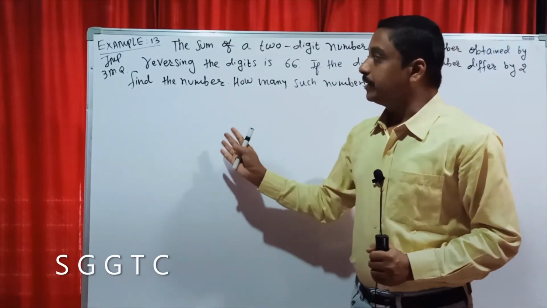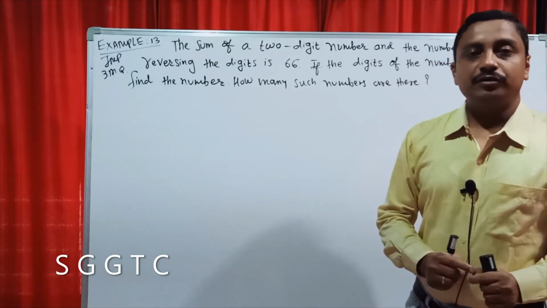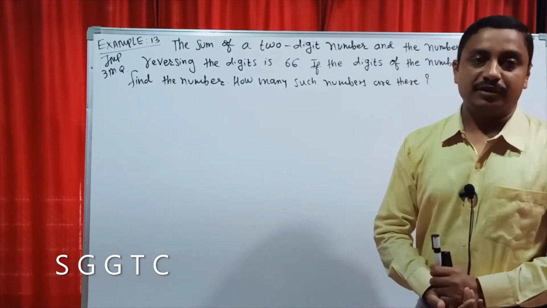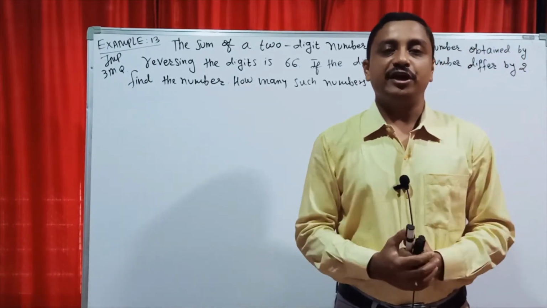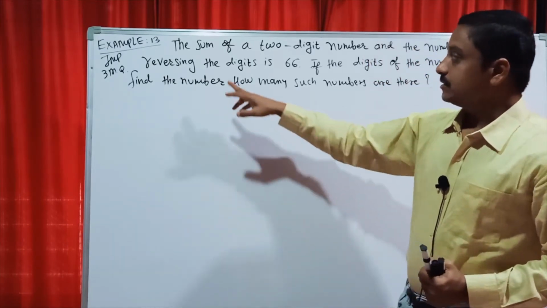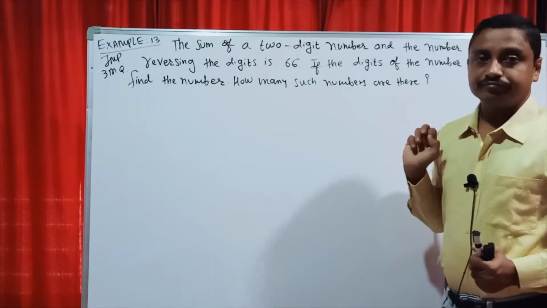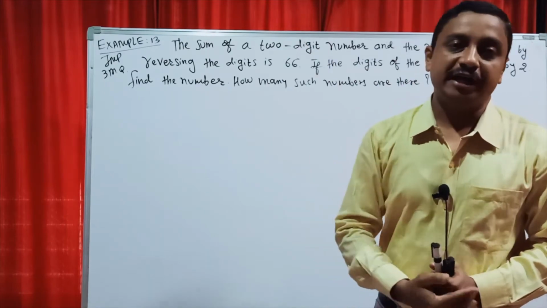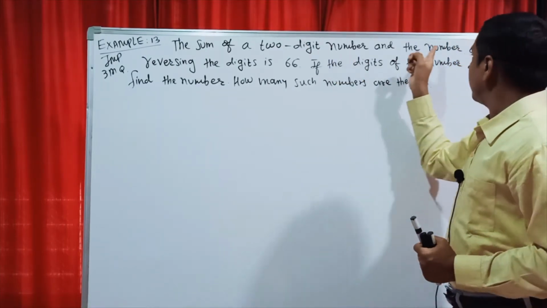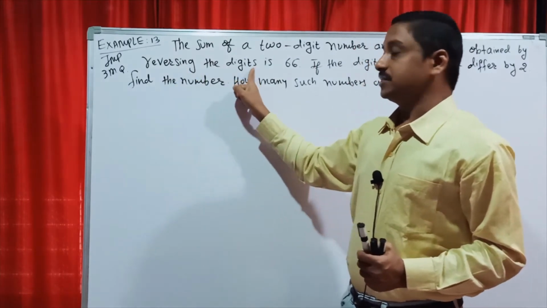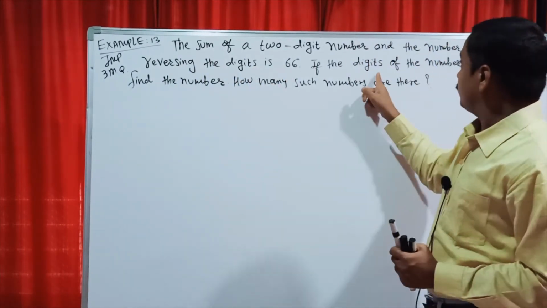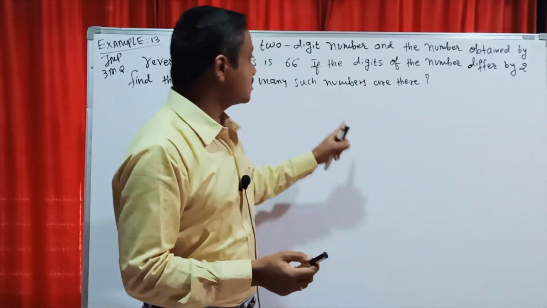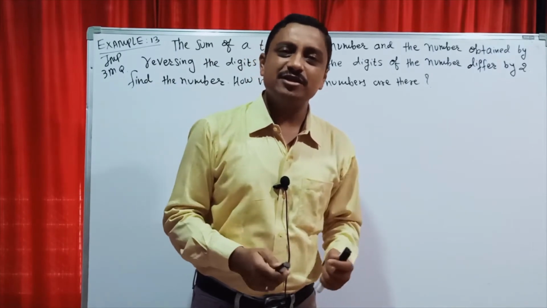Continue, students, example 13. After our last illustrations, students, these illustrations are important for board exam level. Many times asked in exams. The question is: the sum of a 2-digit number, which you know starts from 10 and ends at 99, and the number obtained by reversing the digits is 66. If the digits of the number differ by 2, find the number and how many such numbers exist. It's very easy, students.